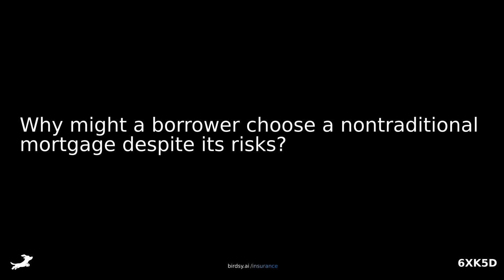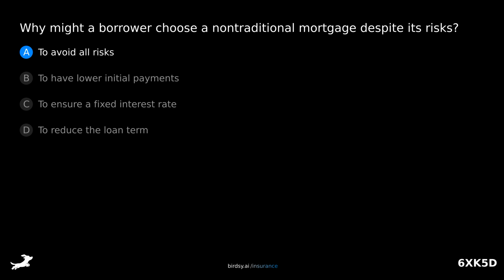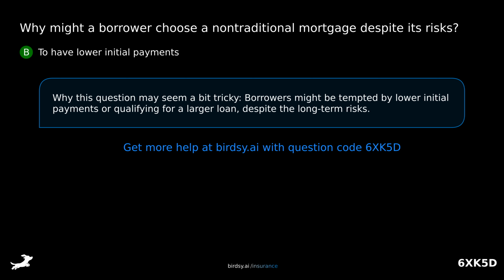Why might a borrower choose a non-traditional mortgage despite its risks? Is it A, to avoid all risks, B, to have lower initial payments, C, to ensure a fixed interest rate, or D, to reduce the loan term? The answer is B, to have lower initial payments. Why this question may seem a bit tricky. Borrowers might be tempted by lower initial payments or qualifying for a larger loan, despite the long-term risks.